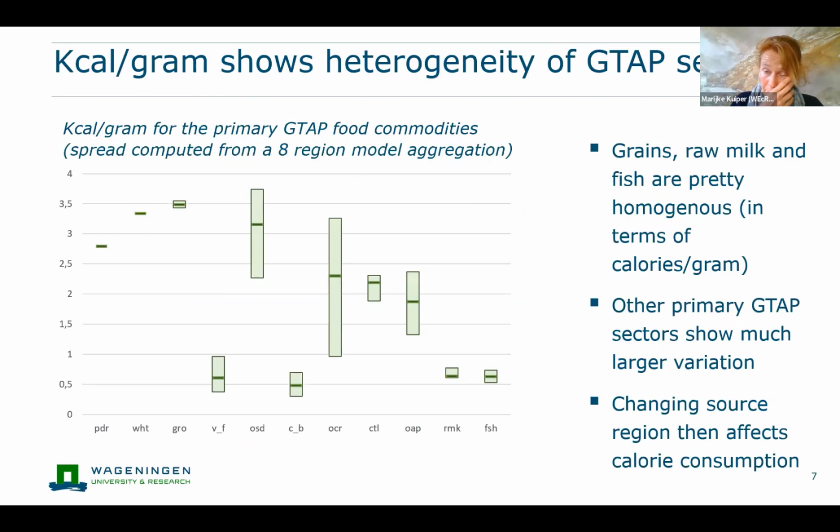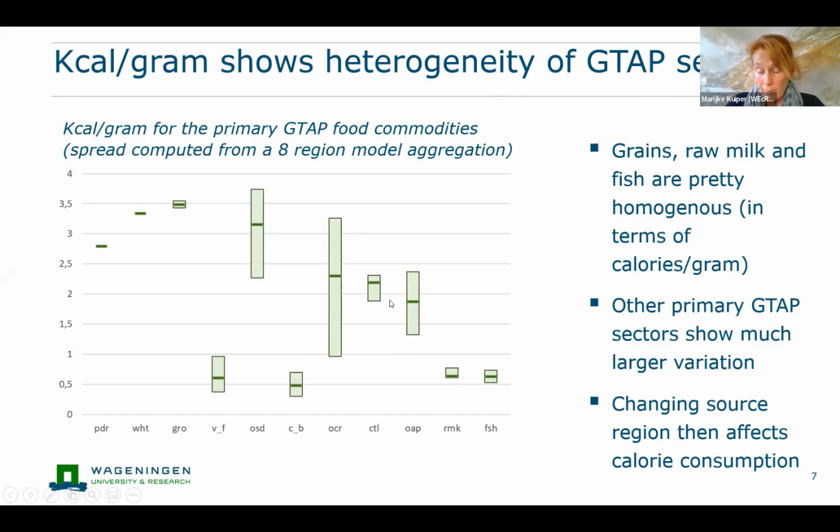To give an example, this is from the Magnet database. This was just a model aggregation I had at hand, an 8 region model aggregation, and you see a lot of variation. Variation for grains, raw milk, and fish is not that large, so they're pretty homogeneous. But the other primary sectors show really large variations. Fruit and veg is actually not that bad. Oilseeds is pretty bad. Other crops is really varying. I think it's a very diverse sector.